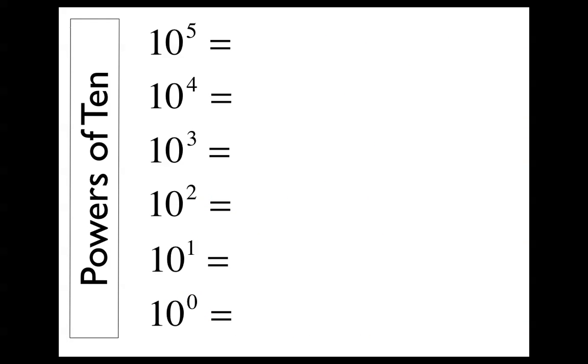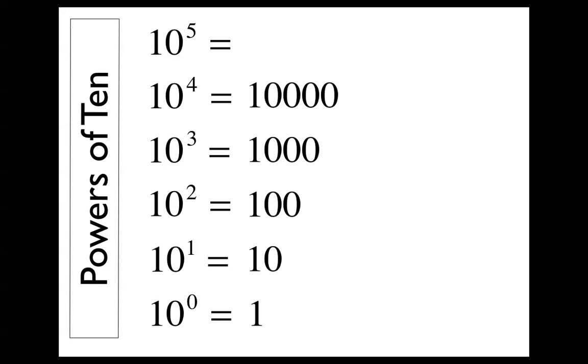So let's review. Okay, I've got some powers of 10 here. We should know that 10 to the 0 power is 1, because anything to the 0 power is 1, right? What about 10 to the first power? Well, anything to the first power is itself, so that's just 10. And these aren't that difficult. 10 squared is 10 times 10, that's 100. 10 cubed is 10 times 10 times 10, so that's 1,000. And if you times that by 10, you get 10 to the fourth, which is 10,000. And if you times that by 10, you get 10 to the fifth, which is 10 times 10 times 10 times 10 times 10, which is 100,000.